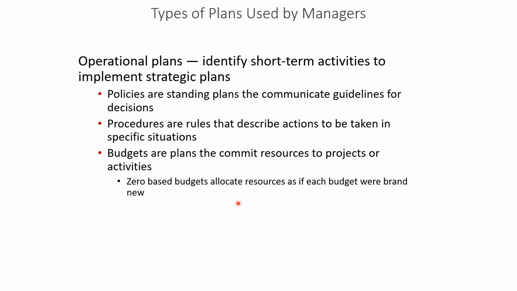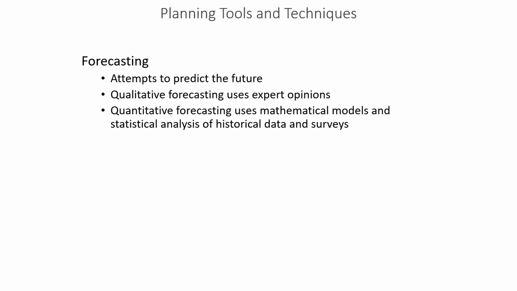Types of plan used by managers identify short-term activities to implement strategic plans. Policies are standing plans that communicate guidelines for decisions. Procedures are rules that describe actions to be taken in a specific situation. Budgets are plans that commit resources to projects or activities. We talk about zero-based budgets, which allocate resources as if each budget were brand new altogether. That is what we are looking for.